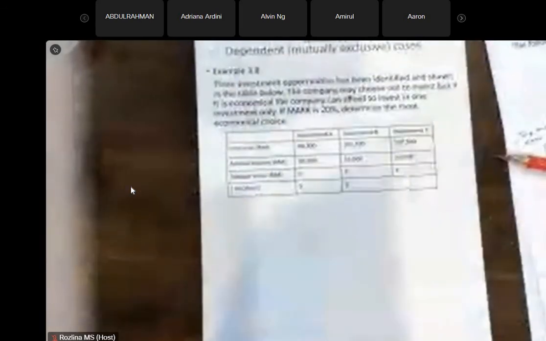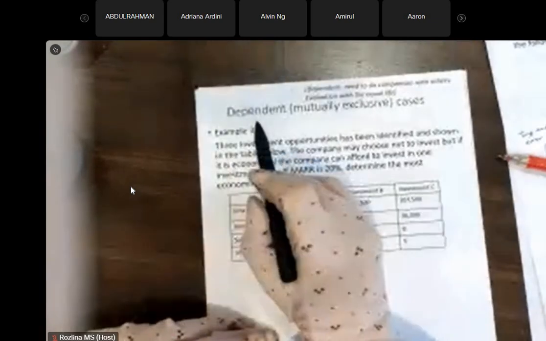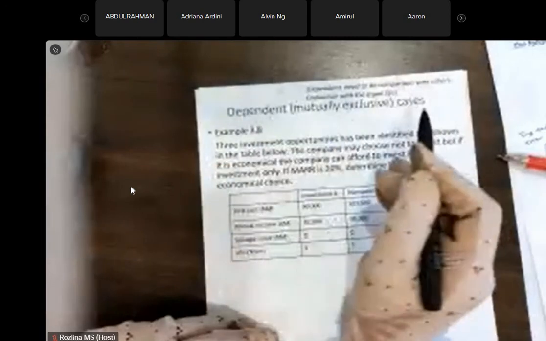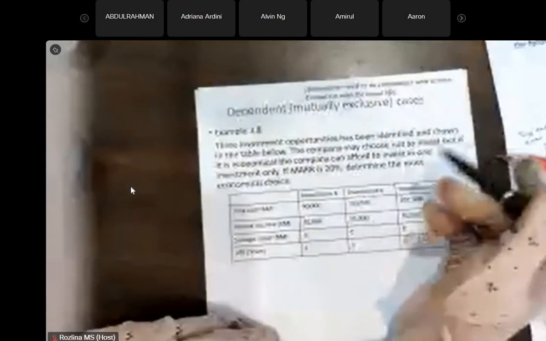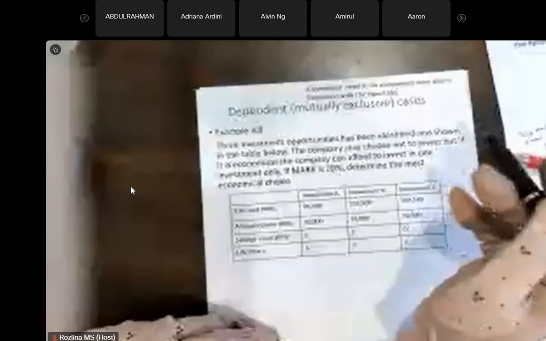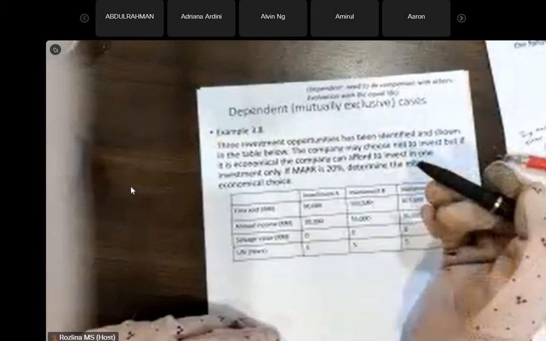Okay. Okay, now for the dependent. Just now is independent. It is not related with each other. You just accept which one you see the positive value. Ataupun nilai I tu. Just look at dia punya nilai I. If I is more than MARR, you can accept.